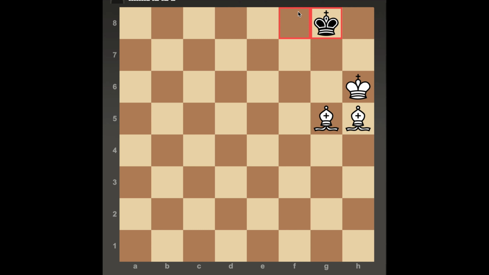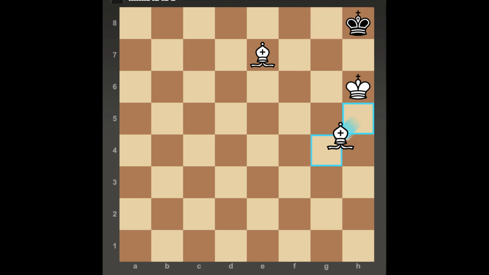Now we restrict this square f8. Waiting move again. Check. Checkmate. I hope this is clear to you.